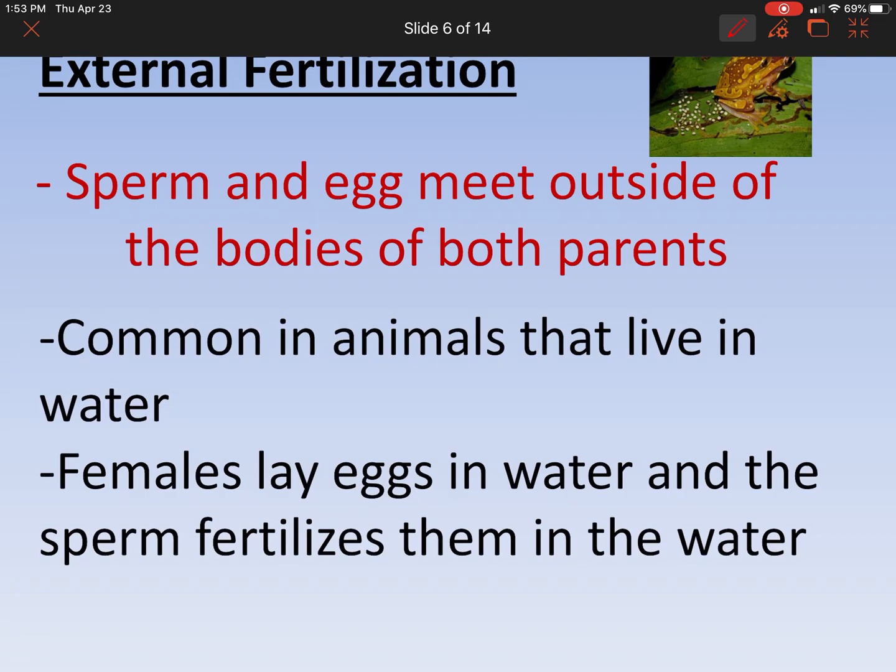An example of this, we've got a little frog here. So this is common in animals that live in water. And so I want you to think of, why do you think that would happen in water? Basically the sperm swims, right? So the sperm needs to be able to swim. So if the species live in waters, then that works okay because the sperm can swim through the water to find the egg. So what happens is that females lay the eggs in the water and the sperm fertilizes them in the water.